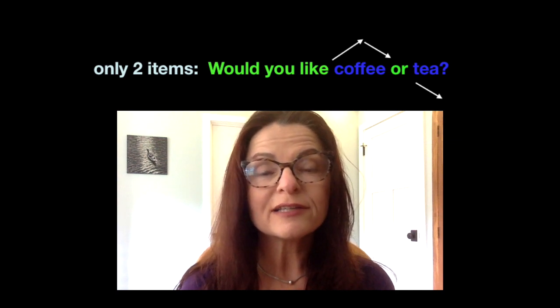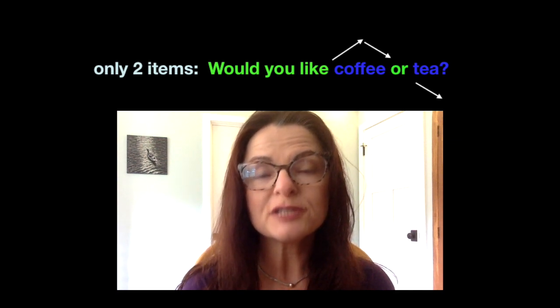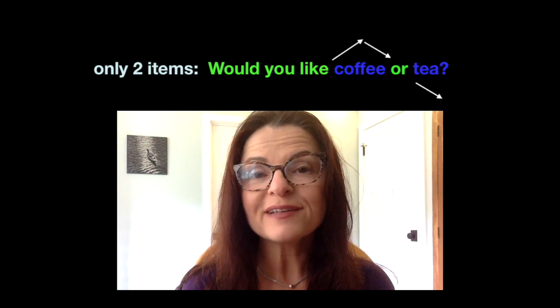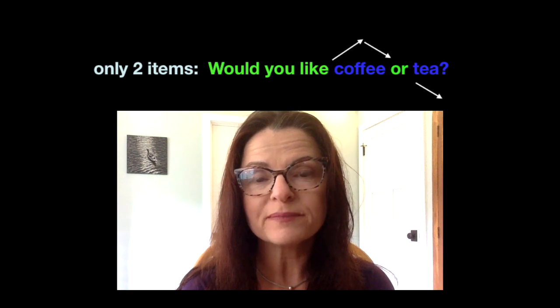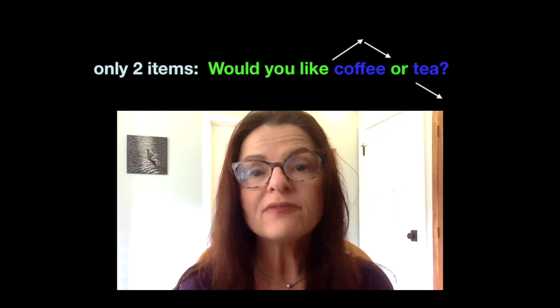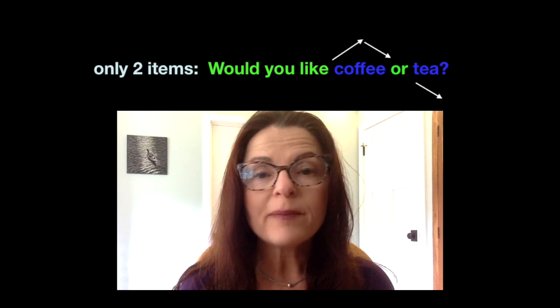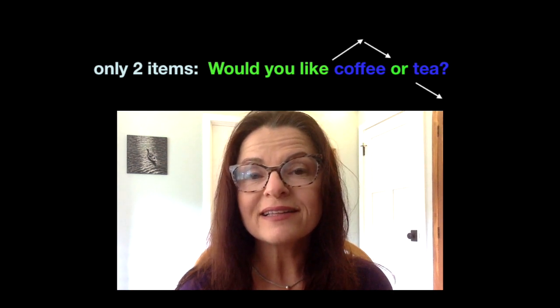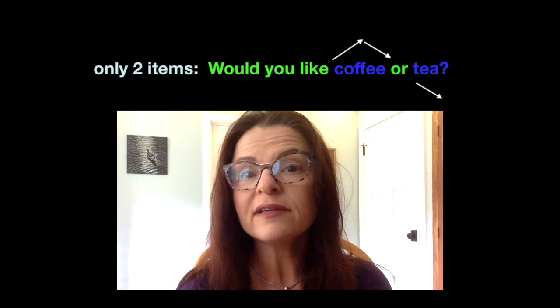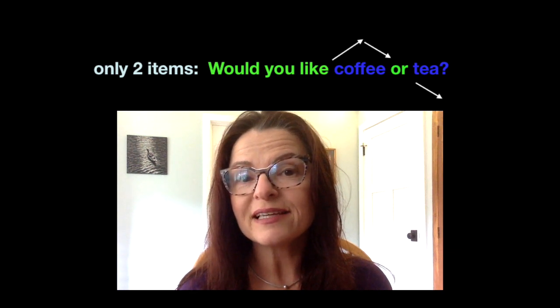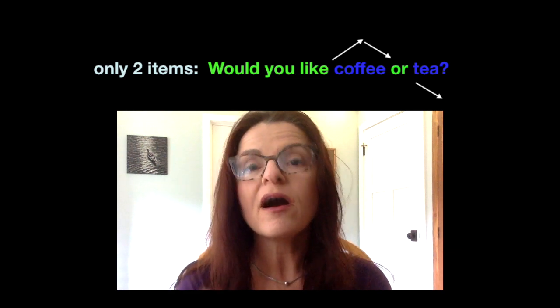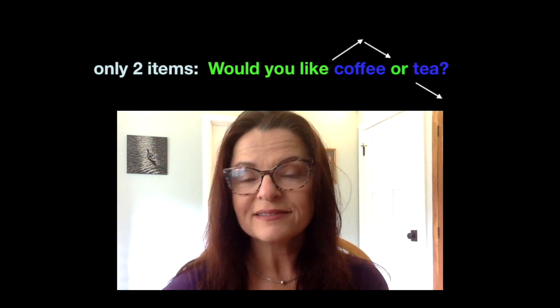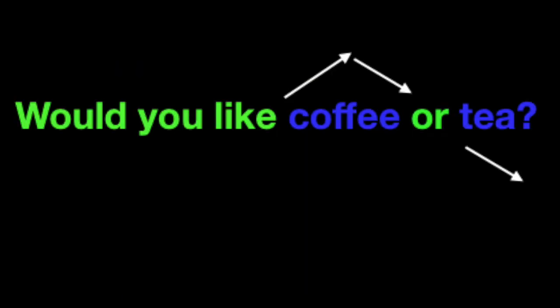Finally, let's look at choice questions. They're really just lists with two items. We're going to go up on the first item and down on the second item. When I say, would you like coffee or tea? I go up on "cof" and I go down a little on "fee." Would you like coffee? And then I go down on "tea." Coffee or tea? Would you like coffee or tea? Let's try that. Would you like coffee or tea?